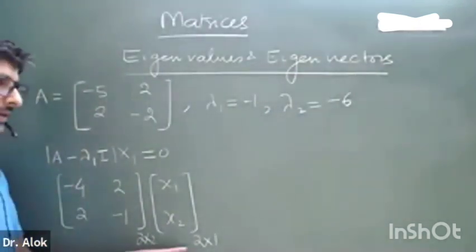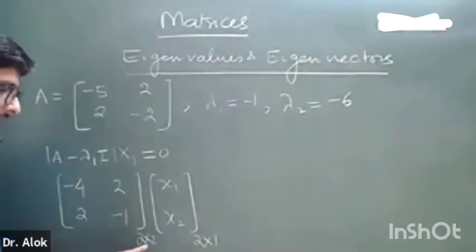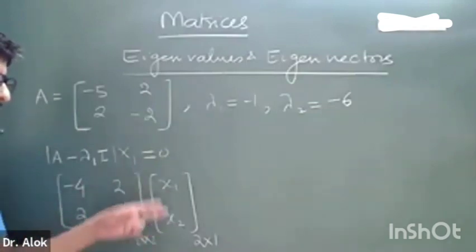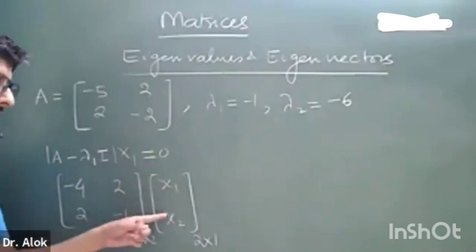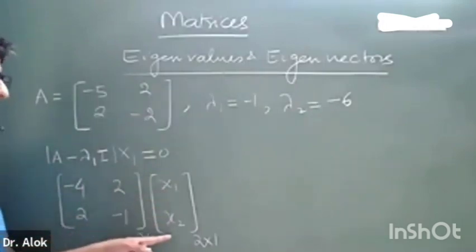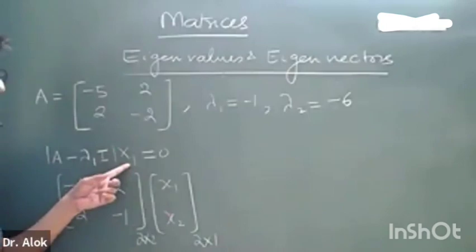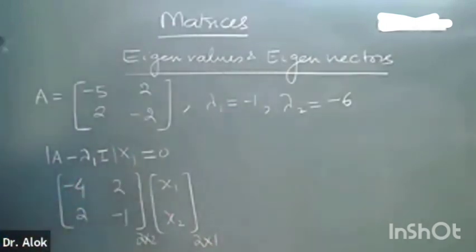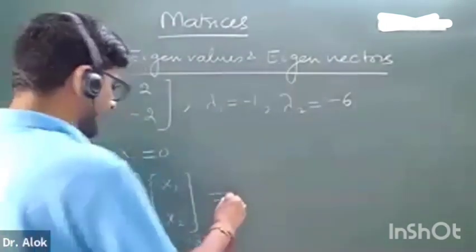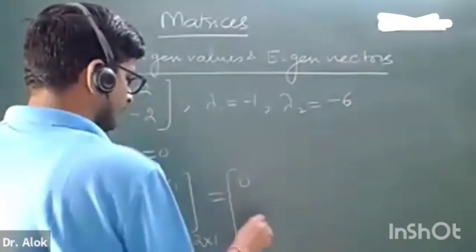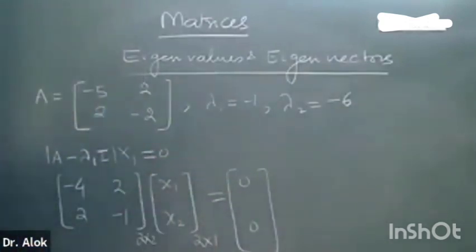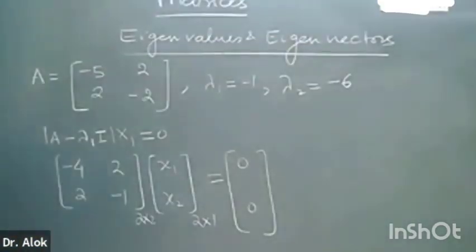This everybody knows now. If it is a 2 cross 2 matrix, you will get two bases in the eigenvector. Those two bases are x1 and x2, in the form of which x1 will be written. So this will be a 2 cross 1 matrix, and this is equal to 0 from this equation. This is the interpretation, correct?